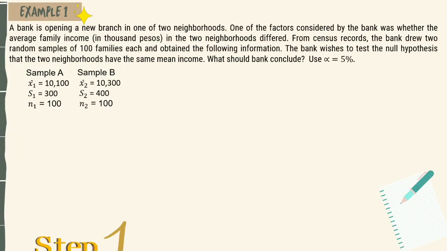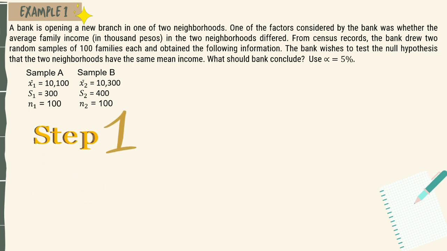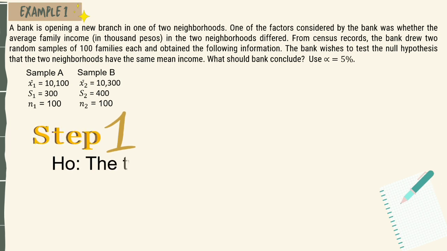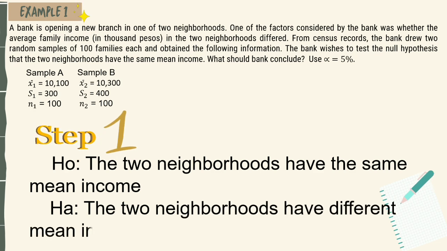Let's proceed to step 1. As you can see, our null hypothesis is already stated in the given. The bank wishes to test the null hypothesis that the two neighborhoods have the same mean income. Therefore, our alternative hypothesis would be that the two neighborhoods have different mean income.